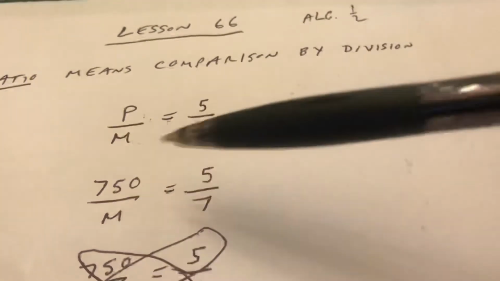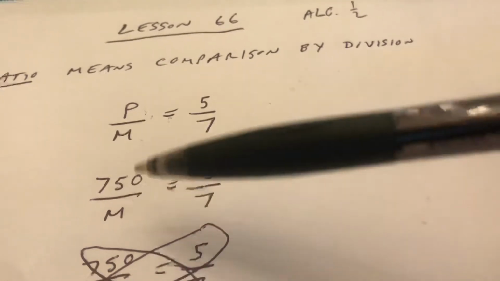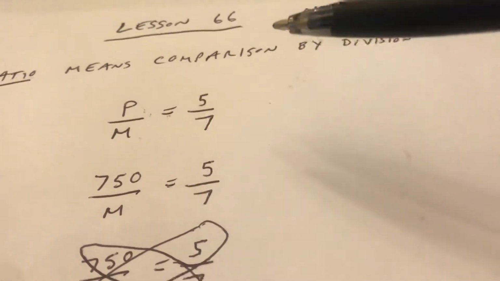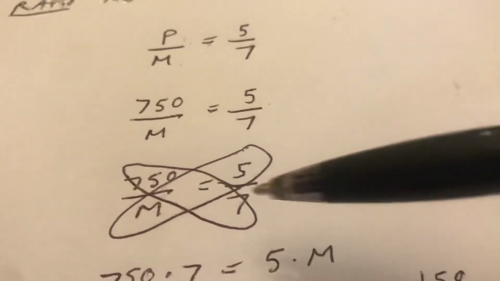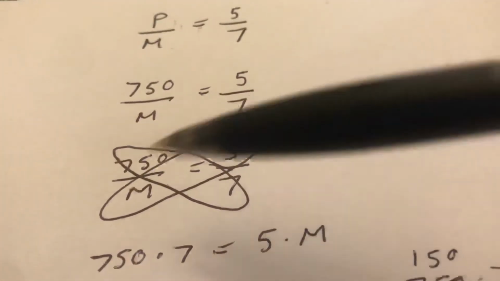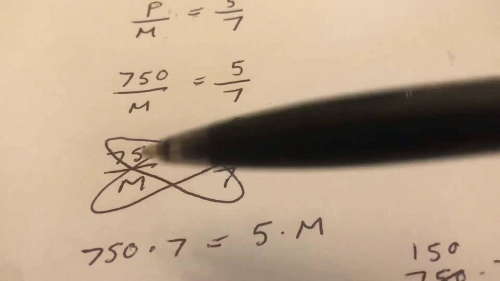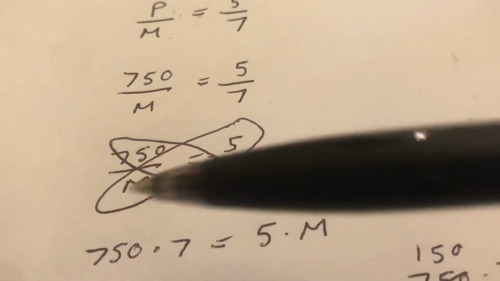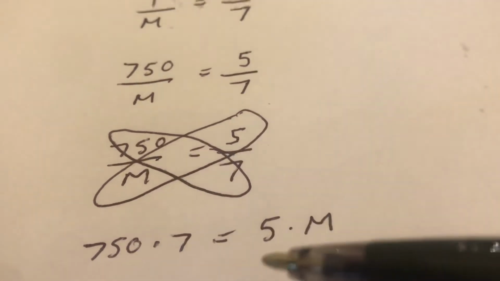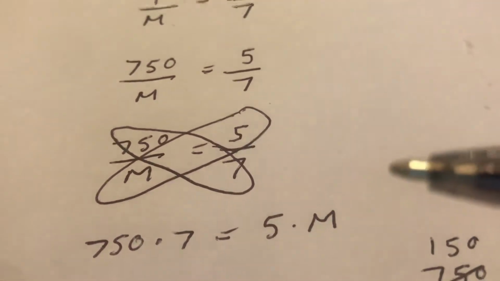So now we can solve because I only have one unknown. I can't solve when there are two unknowns. So I cross multiply. See my cross? I put these two together, 750 times 7, and m and 5 together. Usually we write the number first, 5 times m.